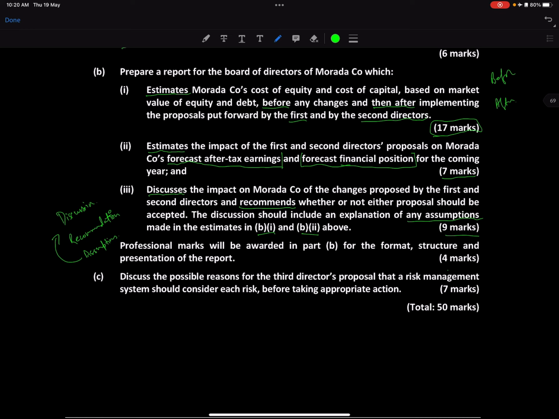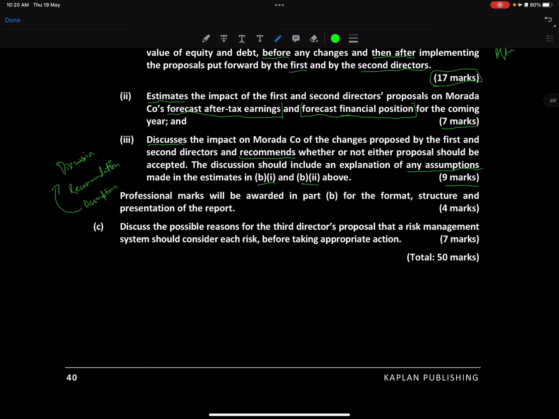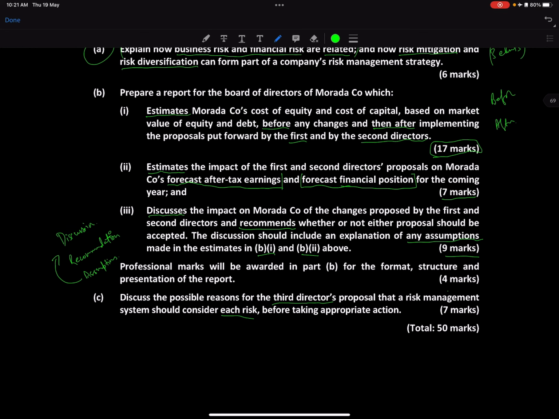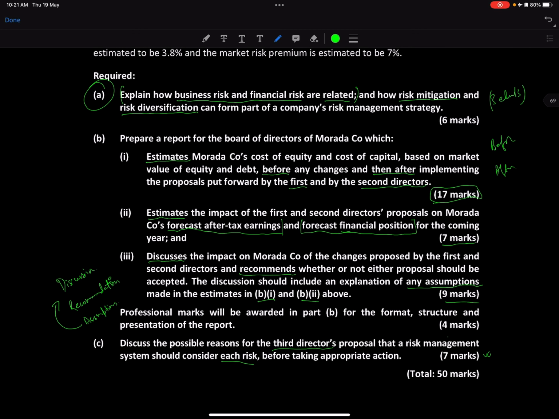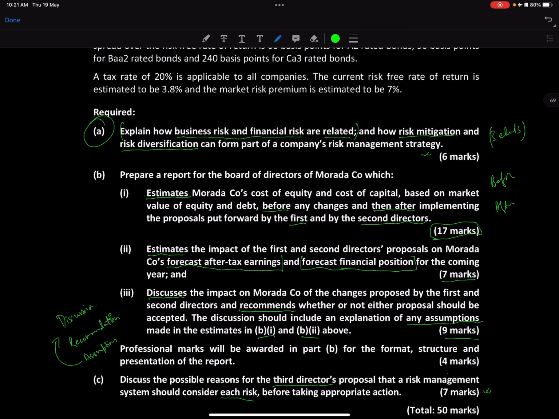Okay. So what about this C number? Discuss the possible reasons for the third director's proposal. Okay, so there is a third director as well. Proposal that a risk management strategy should consider each risk before taking appropriate action. Okay, so we will need to understand the whole study and then only work on this one. This one is basically a bit of an independent question, right? So what shall we do? Shall we do this thing first, or what is it?